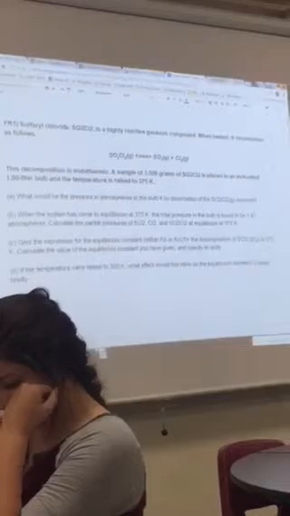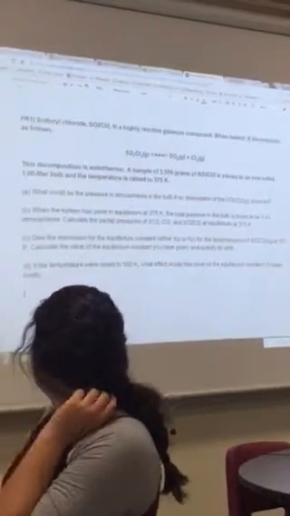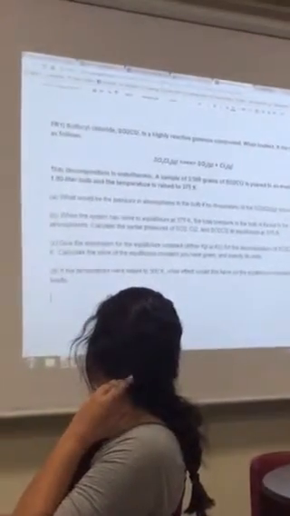Previous gas laws too, right? So sulfuryl chloride, we'll just look at our own. We don't have to pass around. SO2Cl2 is a highly reactive gaseous compound. When heated, it decomposes as follows. Is this balanced? Yes.